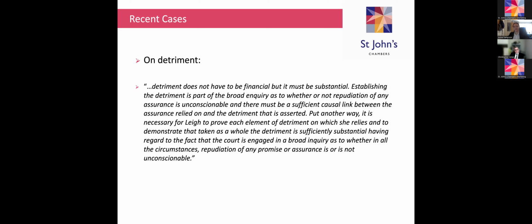On the detriment, he said this: detriment does not have to be financial, but it must be substantial. Establishing the detriment is part of the broad inquiry as to whether or not repudiation of any assurance is unconscionable, and there must be a sufficient causal link between the assurance relied on and the detriment that is asserted. Put another way, it is necessary for Lee to prove each element of detriment on which she relies and to demonstrate that, taken as a whole, the detriment is sufficiently substantial, having regard to the fact that the court is engaged in a broad inquiry as to whether in all the circumstances, repudiation of any promise or assurance is not unconscionable.